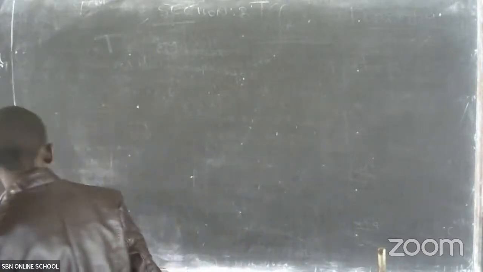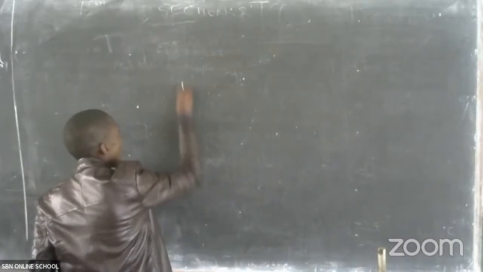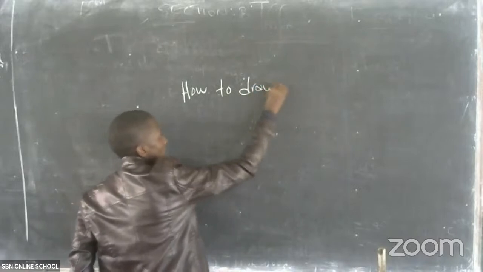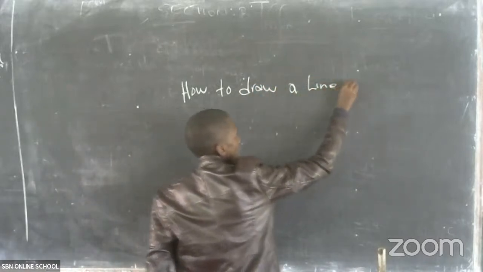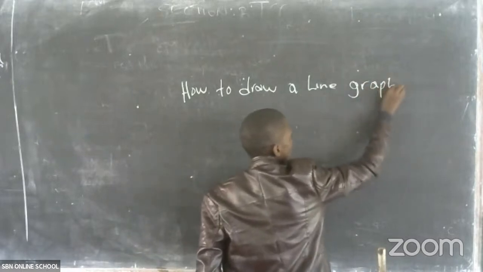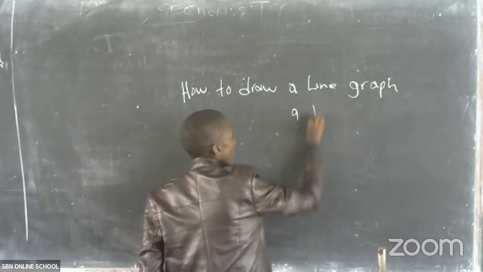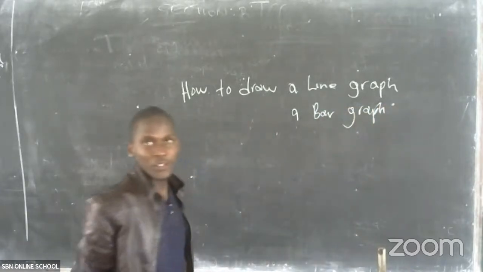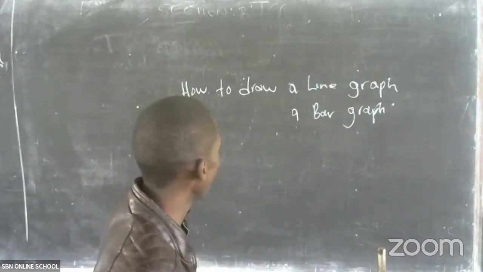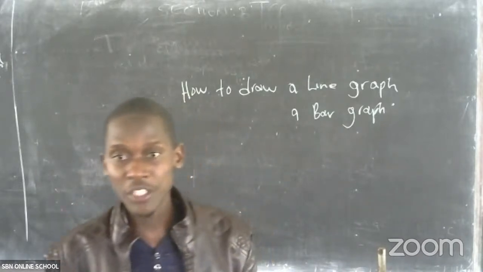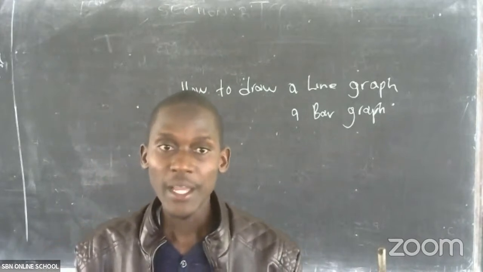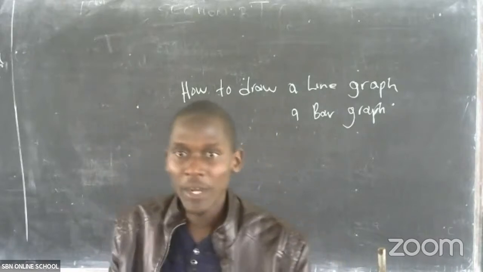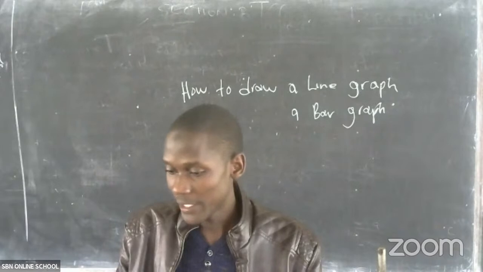Let me first make an introduction. Today we are going to look at how to draw a line graph, and at the same time, we are going to look at how to draw a bar graph. I know the majority of you have issues with how we are supposed to draw these things. What I'm going to tell you is that these things are so easy, but we just need to know what procedures we are supposed to use. Am I clear?